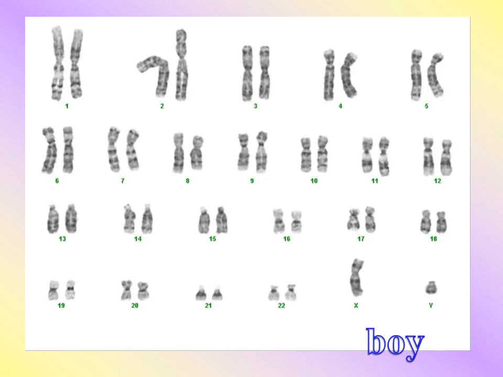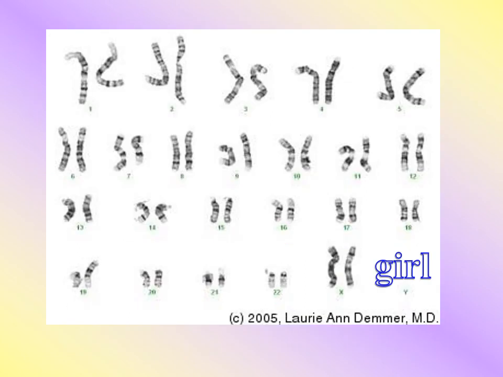So if you look at a karyotype here, this is a picture of someone's chromosomes. The 23rd set determines gender. This person's a boy because they have an X and a Y. This person's a girl because they have 2 X's that look alike, no Y.